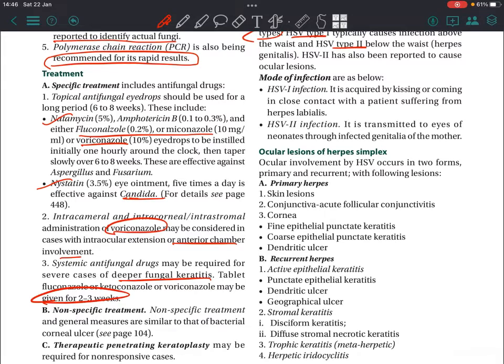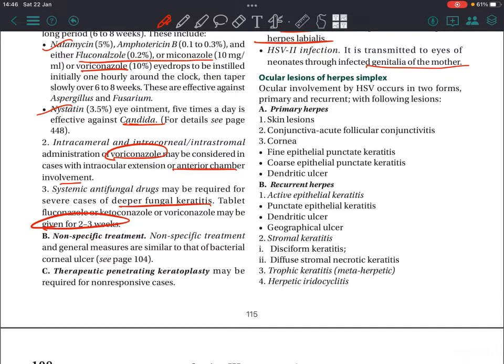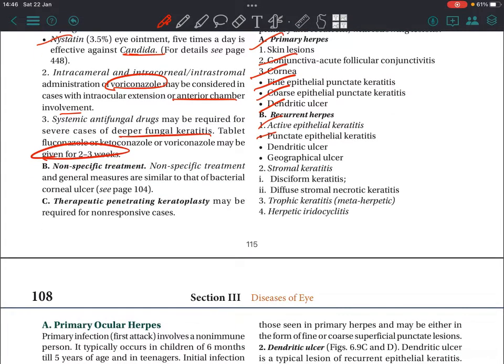HSV1 is acquired by kissing or coming in close contact with a patient suffering from herpes labialis. HSV2 is transmitted to the eyes of neonates through the infected genitalia of the mother. Ocular lesions of herpes simplex: primary lesions include skin lesions, acute follicular conjunctivitis, and cornea involvement with fine or coarse epithelial punctate keratitis and dendritic ulcer. Recurrent herpes includes active epithelial keratitis, punctate epithelial keratitis, dendritic ulcer, geographic ulcer, stromal keratitis, disciform keratitis, diffuse stromal necrotic keratitis, trophic keratitis, and herpes iridocyclitis.